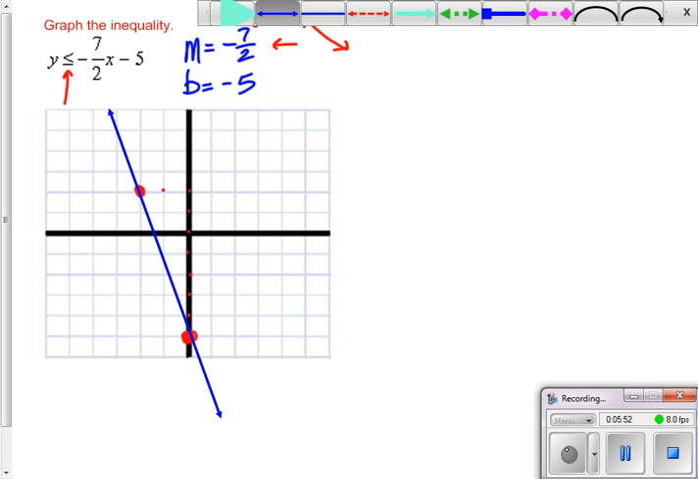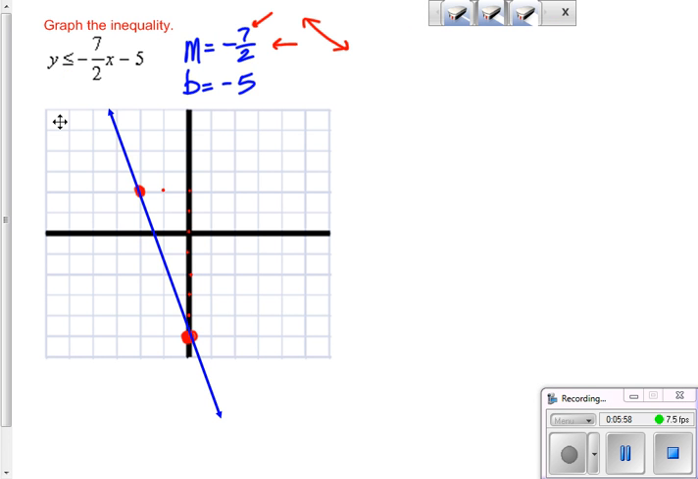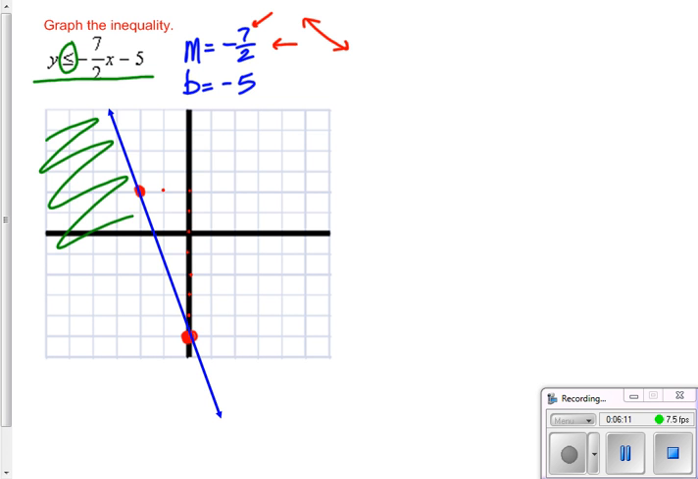Step 3, go ahead and figure out where you need to shade, above or below the line. And you can use a couple different techniques. Well, this is already in slope-intercept form. When it's in slope-intercept form and it is a less than or equal to, you shade below the boundary line. So here's below the boundary. I shade everything over here. These are all possible solutions. Or you could use your test point.